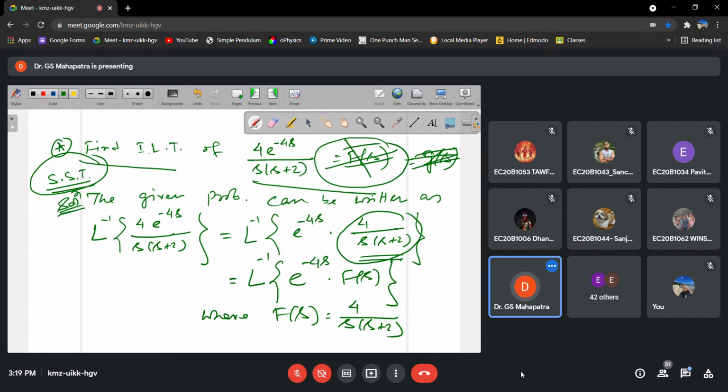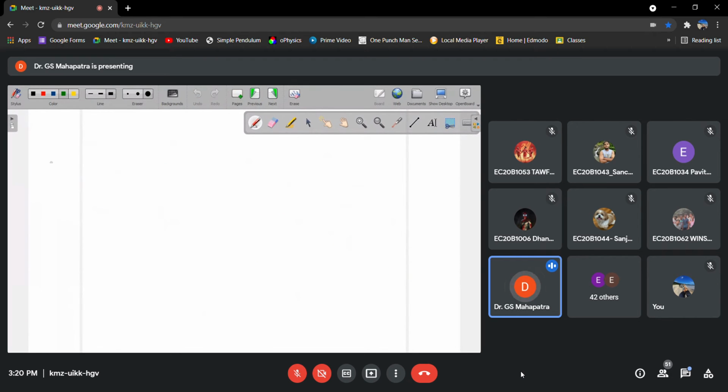So now the given problem you have written in the form of SST, the second shift theorem, correct? So you can use the second shift theorem now. But before that, you have to find the inverse transform of this capital F of s. Then only you can apply that one. So now go to the next page. We have to go, no other option.